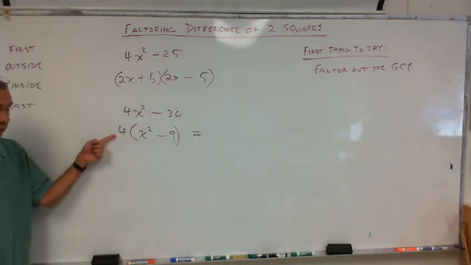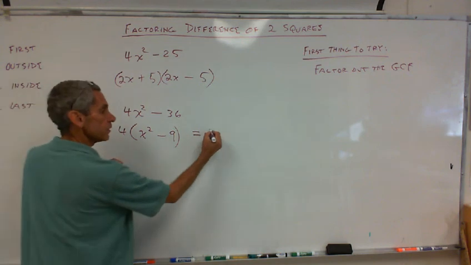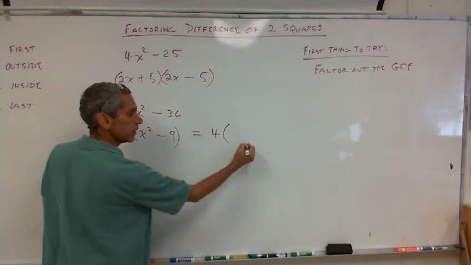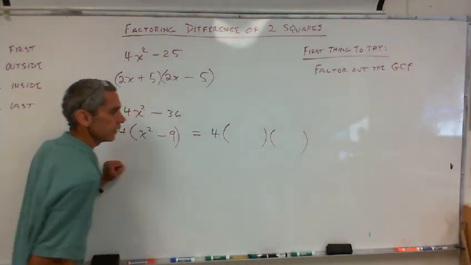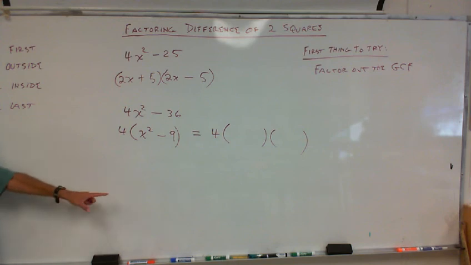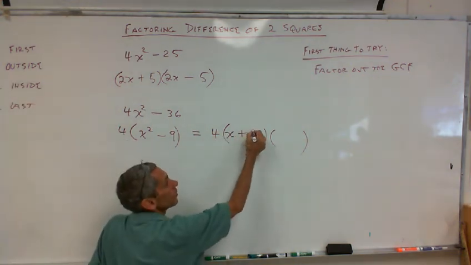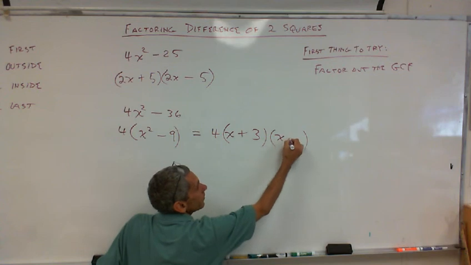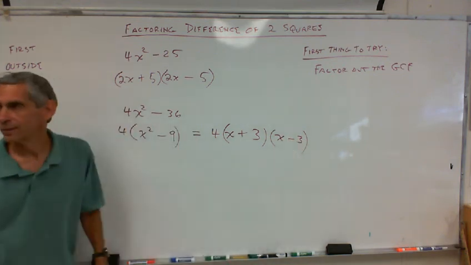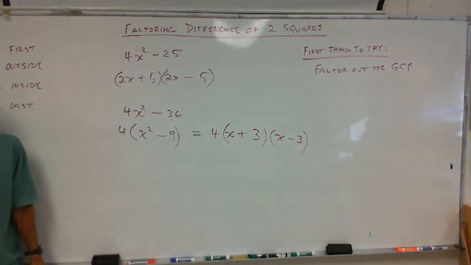Wait, you've got to keep the 4. So you're going to have to say 4, parenthesis, parenthesis. All right, in unison, what am I going to put in the parentheses? X plus 3, x minus 3. Does that make sense?